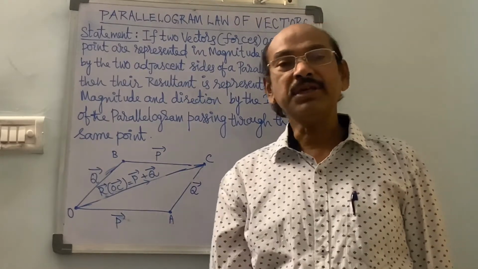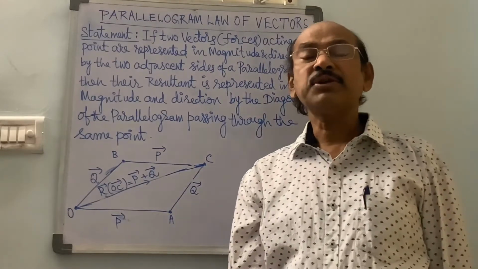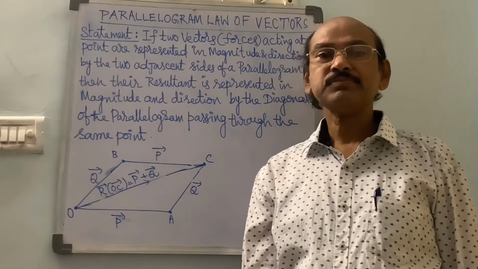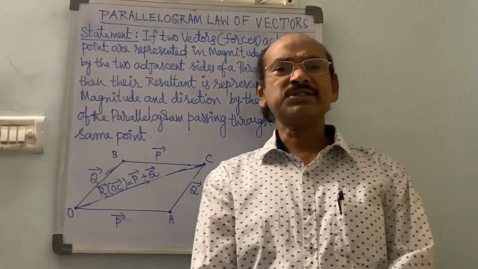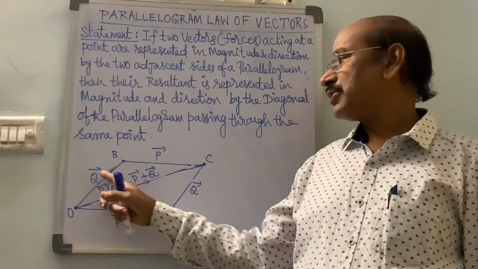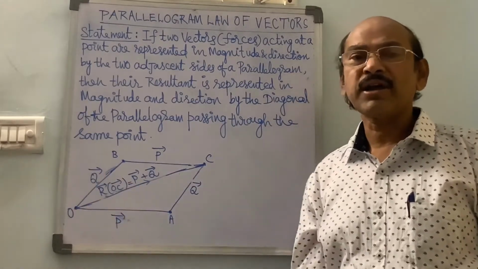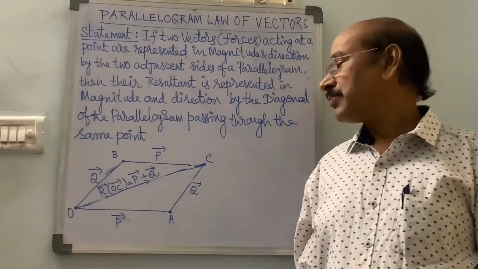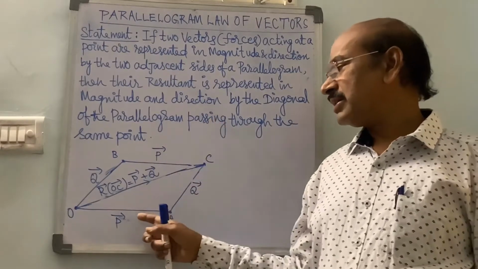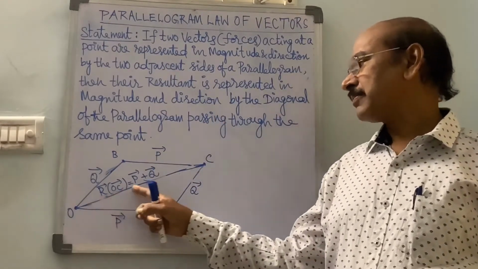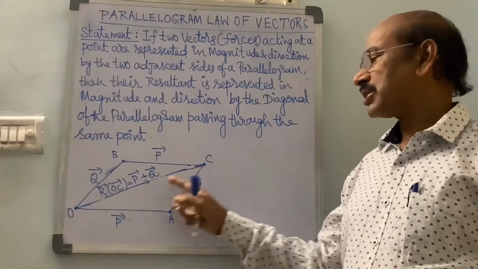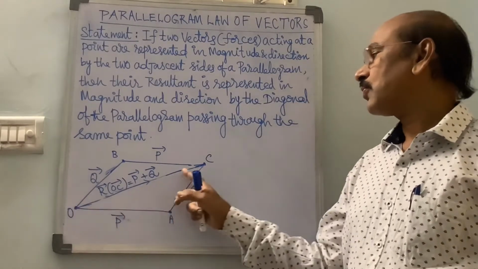Now, if we know the angle between two vectors, then to find the resultant, we use the parallelogram law of vectors. Parallelogram law states that if two vectors p bar and q bar acting at point O are represented in magnitude and direction by the two adjacent sides of a parallelogram, then the resultant is represented in magnitude and direction by the diagonal of the parallelogram passing through the same point O.